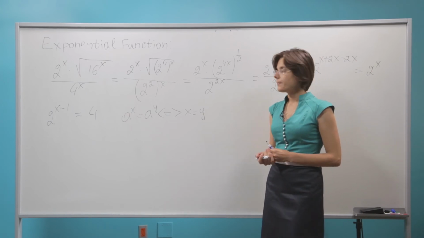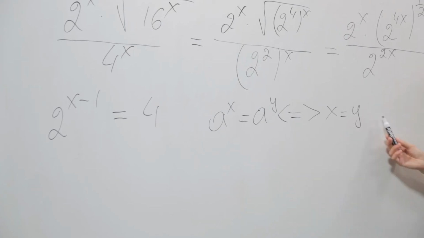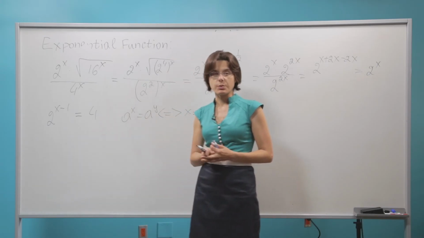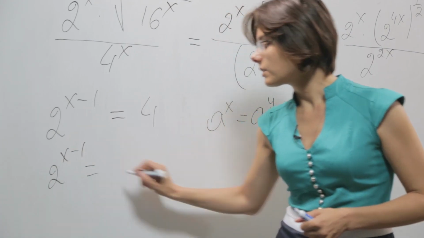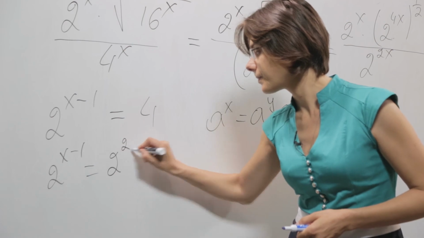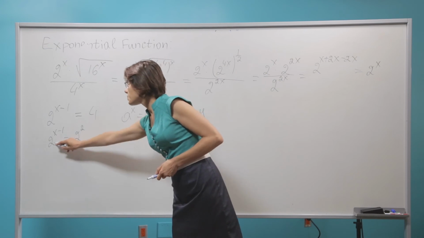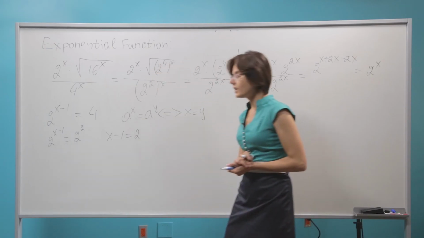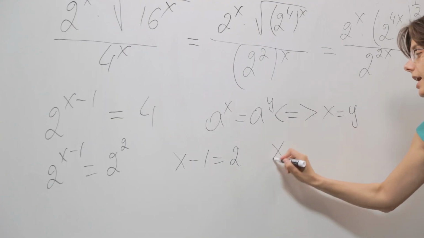So what do we have to do here? We have to represent both sides of this equation in a way that we can use this relationship. In other words, we have to represent 4 in terms of 2 to some power. So 2 to the power of x minus 1 would be equal to, and now 4 I would represent as 2 squared. Now, using the property of exponential function, we can say that since we have the same base, the powers have to be equal. And we obtain a very easy relationship: x minus 1 equal to 2. So from here, x would be equal to 3.